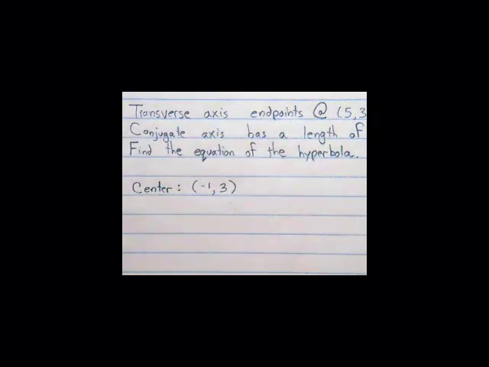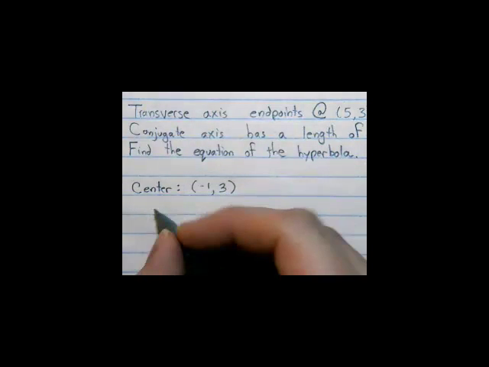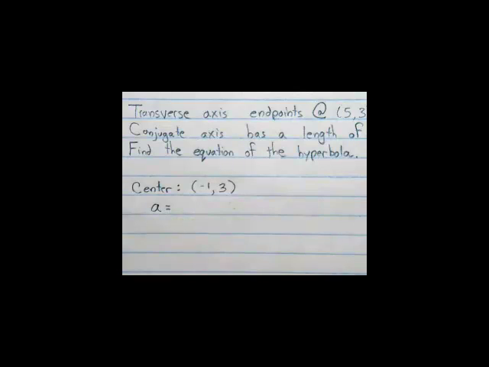Okay. And if -1, 3 is in the middle, we should be able then to figure out A, right? Because A comes from the major axis, or the transverse axis, right? So what is the value of A then? Six. Yep, good. 6. Okay. The conjugate axis has a length of 10, so what's B? 5. Good.